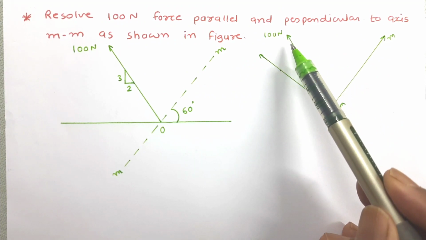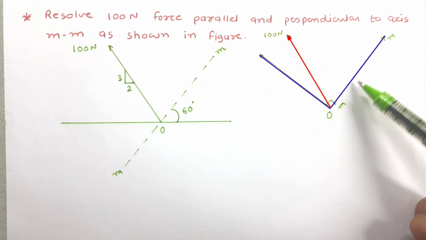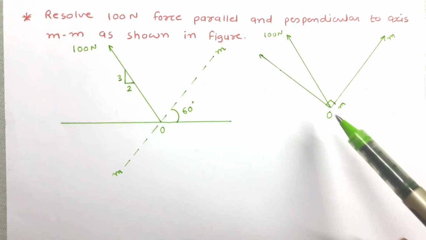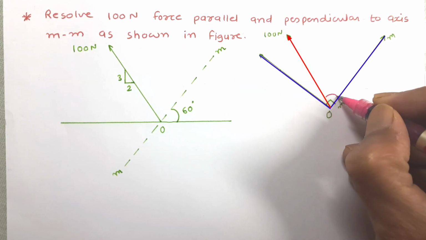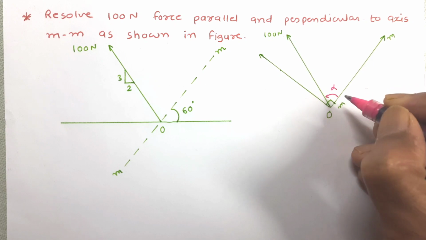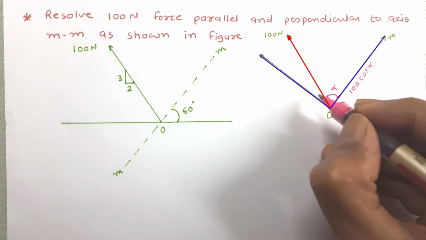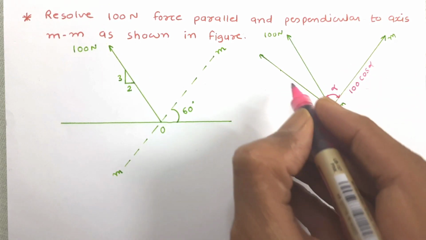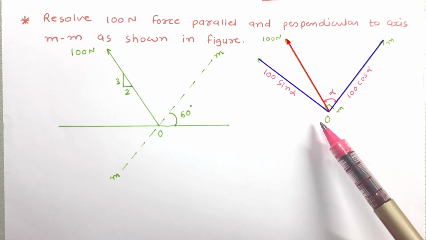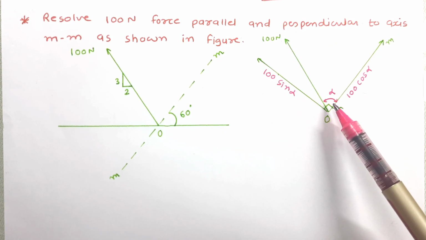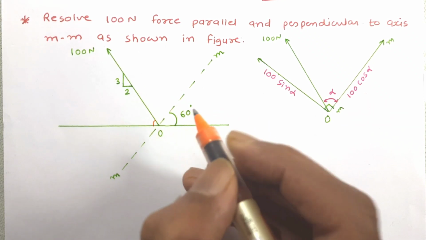So this is the 100 Newton force and we want to resolve it parallel to mm, means in this direction, and perpendicular to that, means in this direction. So let us say this angle is alpha. So this component will be 100 cos alpha and this component will be... So to determine this parallel and perpendicular component, we need to work out this angle alpha. So for that, let us work out this angle.